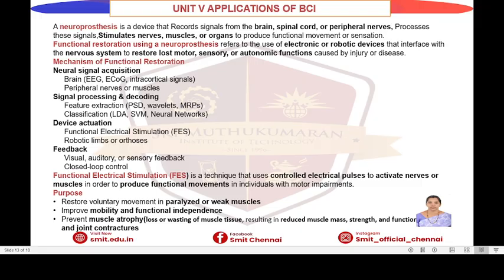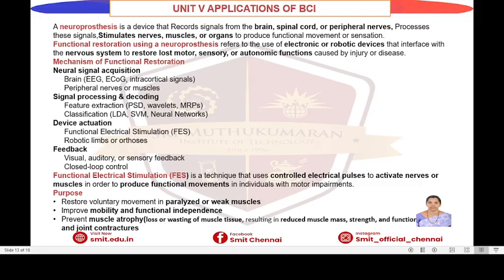So with the help of FES, functional electrical stimulation, and also robotic limbs. Next is feedback. We can give visual, auditory, and also sensory feedback. So what is FES? It is controlled electrical pulses to activate nerves or muscles in order to produce functional movement of individuals.